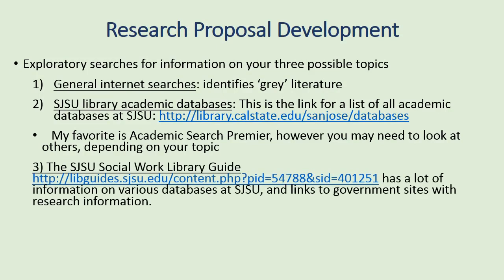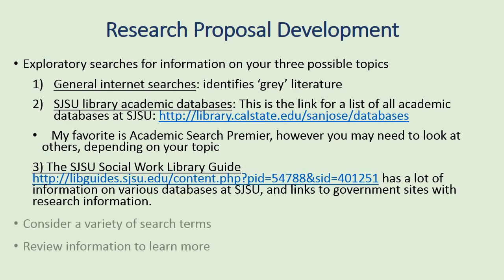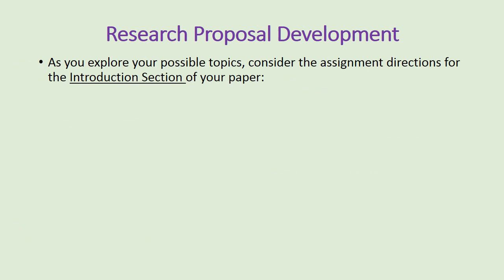In addition, the SJSU Social Work Library Guide has a lot of information on various databases at SJSU and links to government sites with research information. This is a very useful site for finding other sites that have social work related research. When you are searching for information, consider a variety of search terms that are related to your topic. Briefly review information to learn more about your topic.